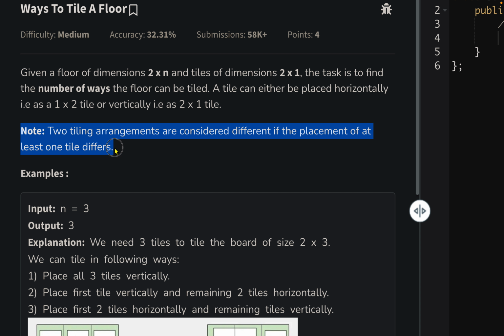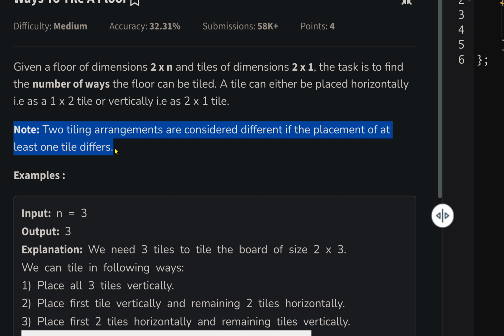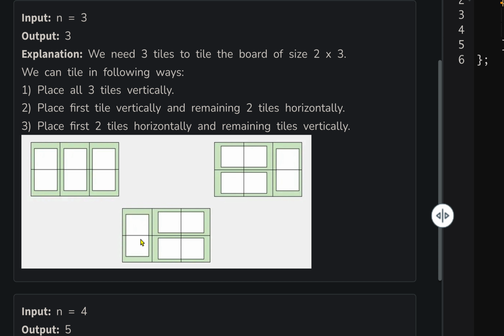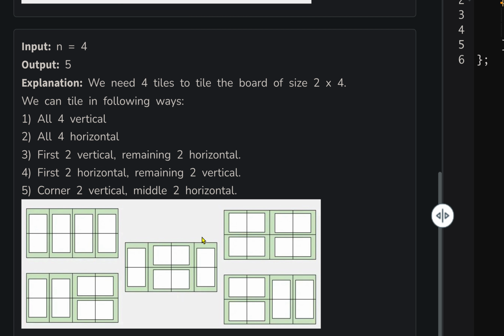And note, two tiling arrangements are considered different if the placement of at least one tile differs. So in this way, this tile and this tile differ. It comes over here. That is the reason it is a different arrangement.